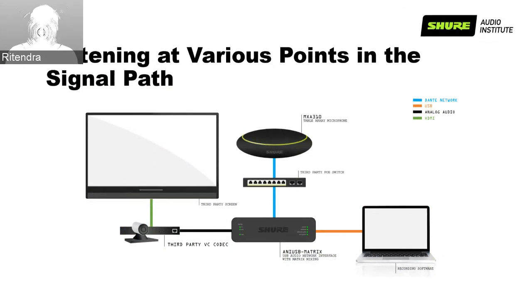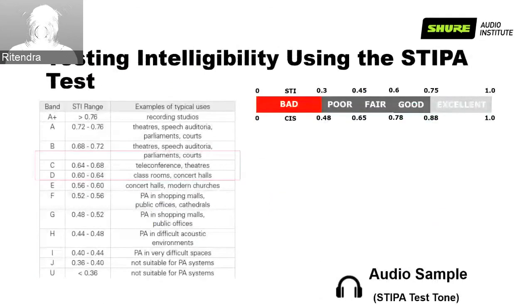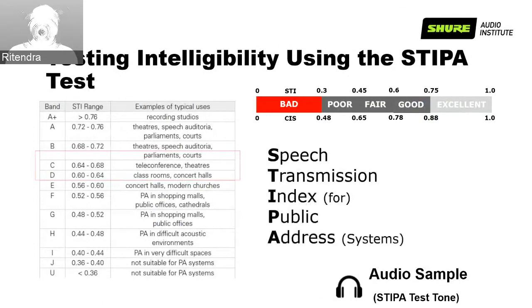You can also do a STIPA test to understand the intelligibility of the room, right? So what is STIPA? STIPA is Speech Transmission Index for Public Address Systems. It is an intelligibility rating for a meeting room, conference room, any kind of space where you want to run the audio system. The scale of STIPA is in the range of 0 to 1. 0 means bad, 1 means excellent. Meeting rooms, boardrooms, and conference rooms fall under the range of somewhere around 0.64 to 0.68.